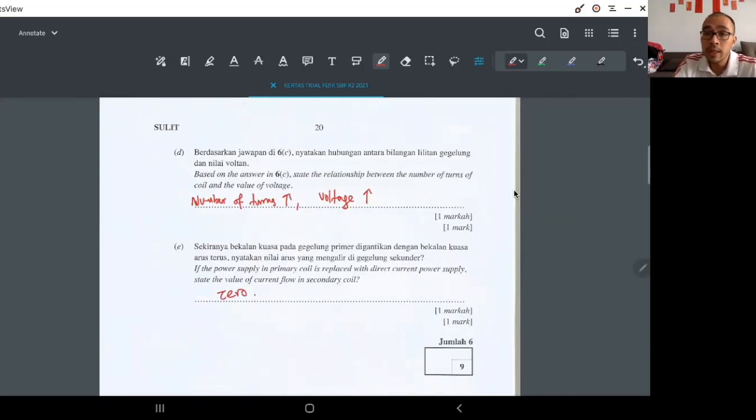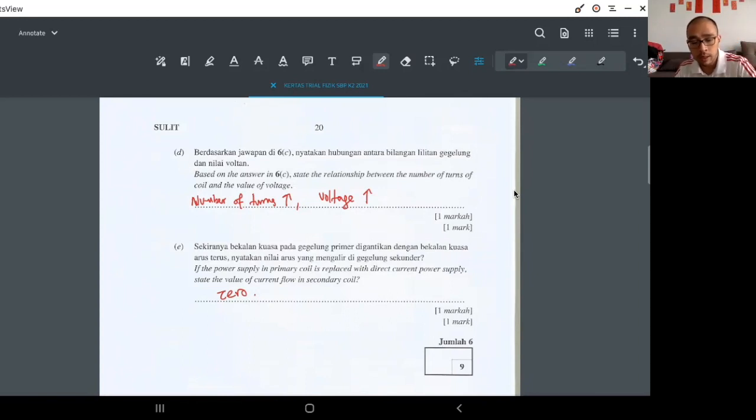Why? Because a transformer can only work with an AC power supply. A transformer works based on the principle of electromagnetic induction. And electromagnetic induction can only happen if there is a magnetic flux being cut, or if there's a change in the magnetic field. If the current is a direct current, there is no changing magnetic field because the current is flowing in one direction. So the magnetic field also flows in one direction. There's nothing to cut the magnetic flux.